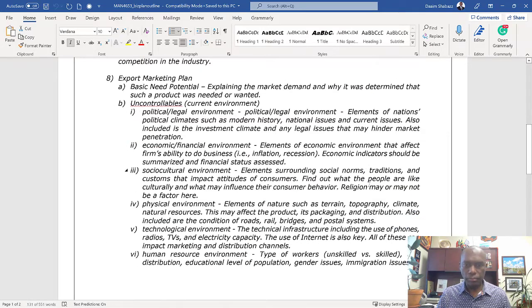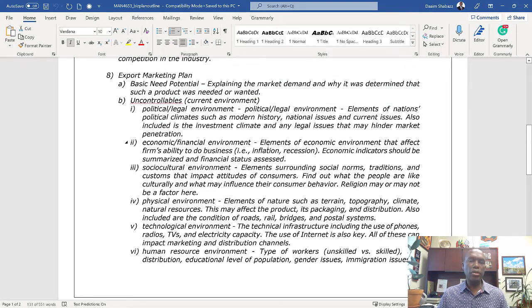What else? Make sure when you deal with your uncontrollables that there's a balance. You don't want a situation where I'm reading this and I look at the political legal environment, and it's 1 page. Then I look at economic financial, it's 3 pages. And I look at the social cultural environment, it's 5 pages. And then I look at physical environment, it's 1 page. So you want to make sure that there's balance within the document.